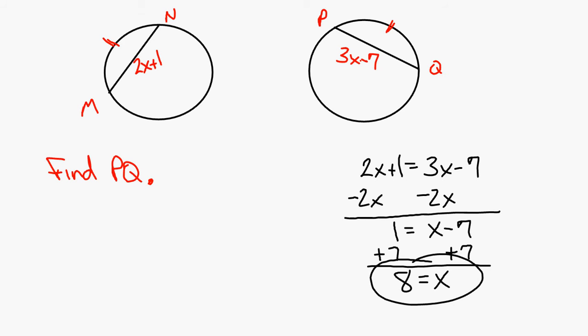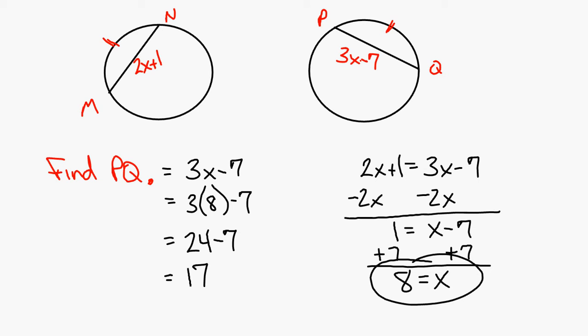Now, the question wasn't to find the value of x, though. It was to find PQ. So if you go back to PQ, which is 3x minus 7, and you substitute the 8, you take 3 times 8 minus 7. So PQ would be equal to 24 minus 7, and 24 minus 7 is equal to 17. So PQ equals 17.